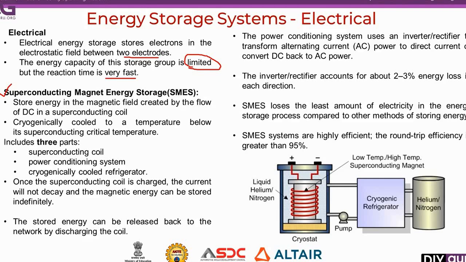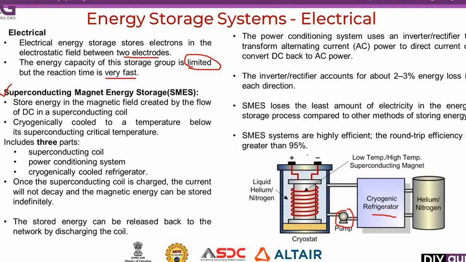See, this is the schematic diagram of SMES. It consists of a chamber inside which we have a coil surrounded by liquid nitrogen or helium gas. This is in turn connected to a cryogenic refrigerator, which in turn has a storage of helium and nitrogen. With the help of this pump, this helium or nitrogen is sent to this chamber.